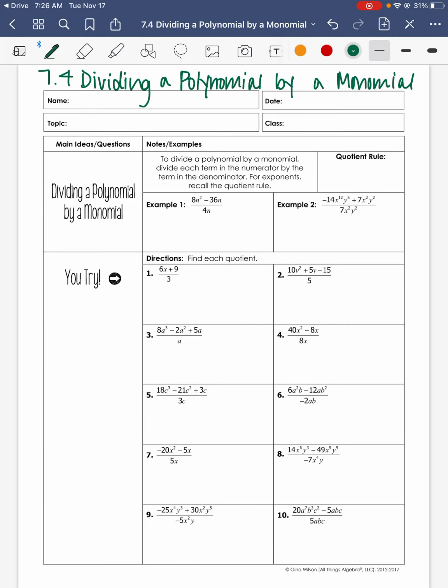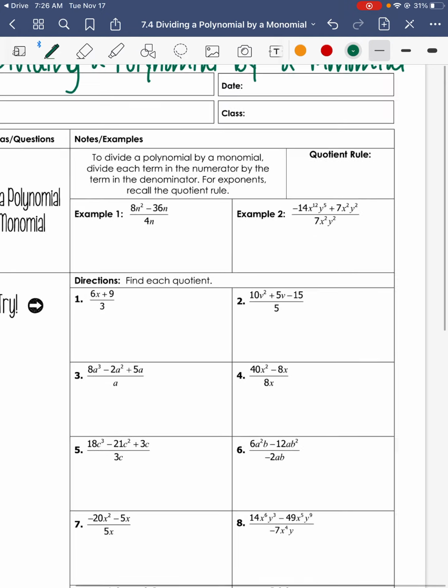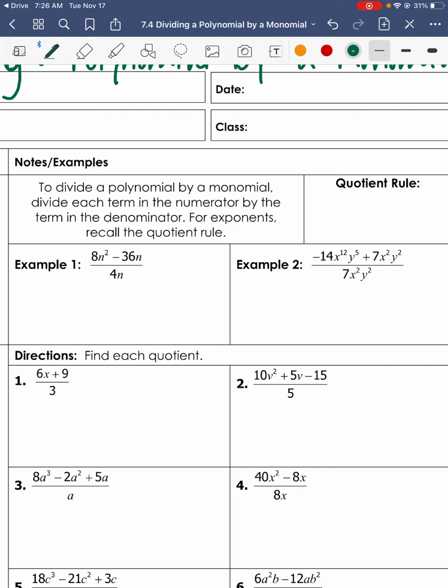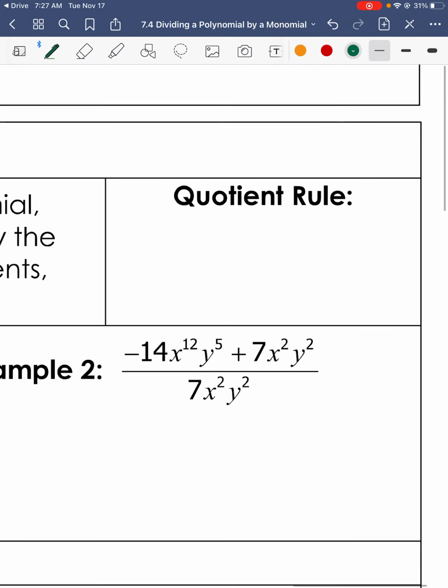So we have lesson 7.4 here. This is all about dividing a polynomial by a monomial. First we're going to review the quotient rule of exponents because this is going to play a big part here. To divide a polynomial by a monomial, we have to divide each term in the numerator by the term in the denominator. For exponents, recall the quotient rule.